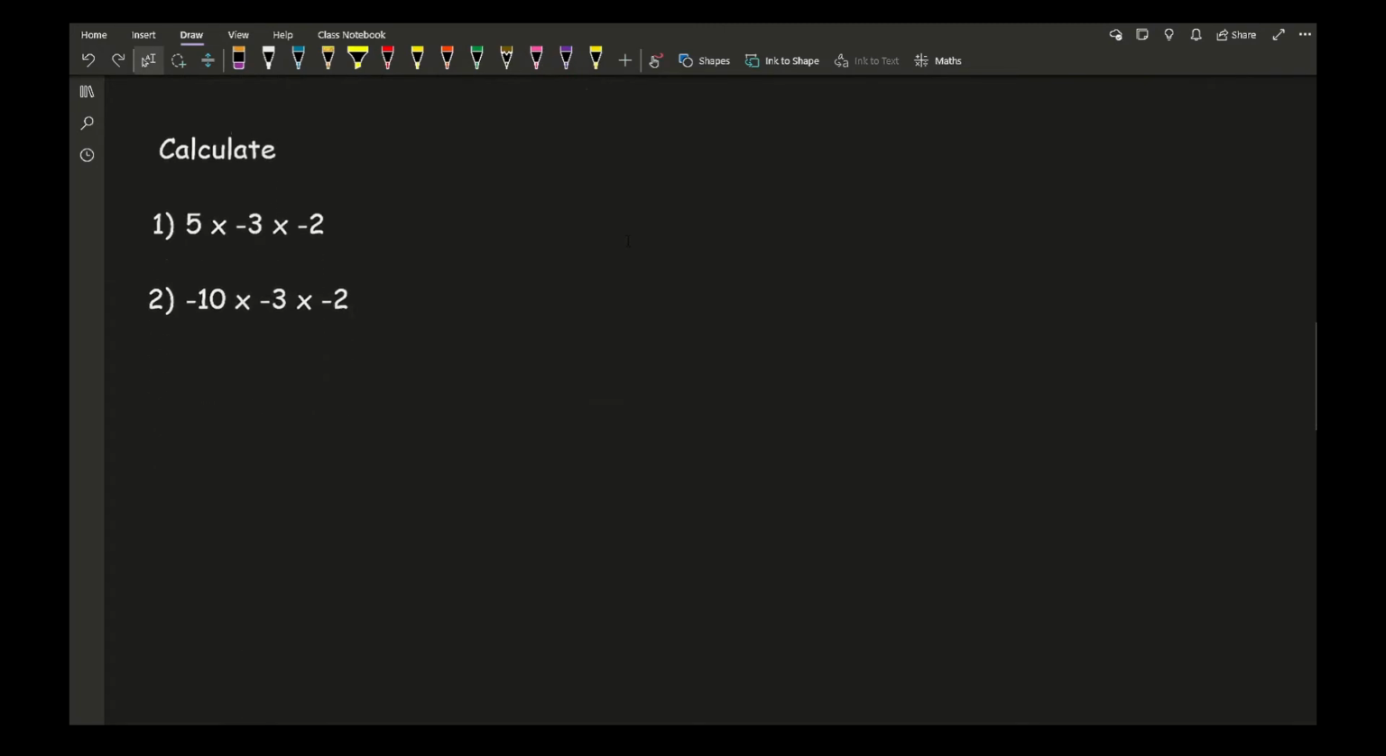So moving on to questions that involve more than two numbers. Again, what we're going to do here is 5 times 3. So we're just going to imagine that all the numbers are positive. So I've got 5 times 3, which is 15, times 2, which is 30.